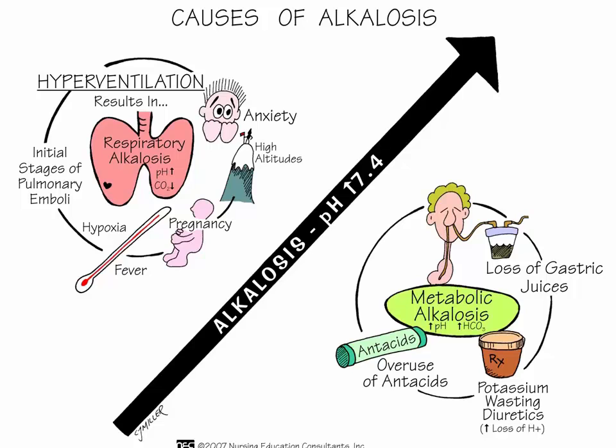They're not going to be a source of hydrogen. Potassium wasting diuretics are going to take hydrogen along with them. Overuse of antacids. I'm neutralizing those gastric secretions, and so again, I don't have those hydrogen ions available. Therefore, my bicarb ratio is going to increase significantly.